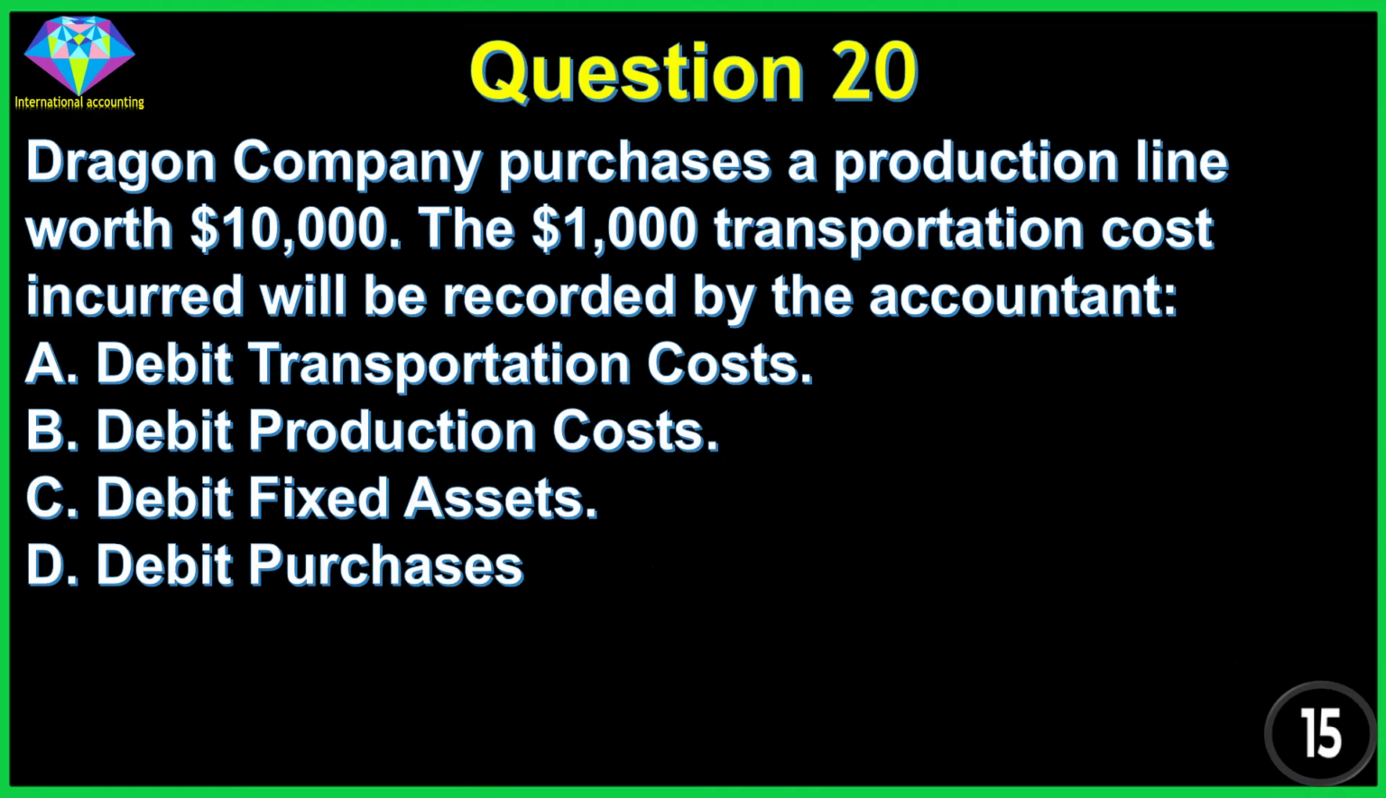Dragon Company purchases a production line worth $10,000. The $1,000 transportation cost incurred will be recorded by the accountant. A. Debit transportation costs. B. Debit production costs. C. Debit fixed assets. D. Debit purchases.